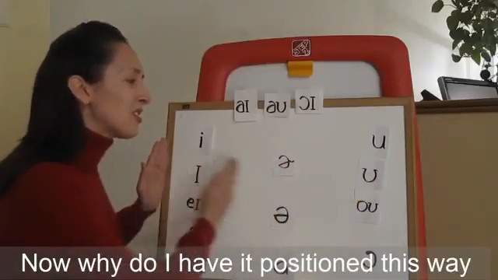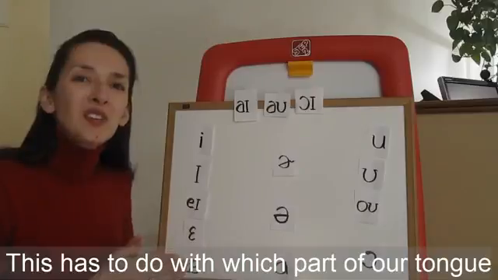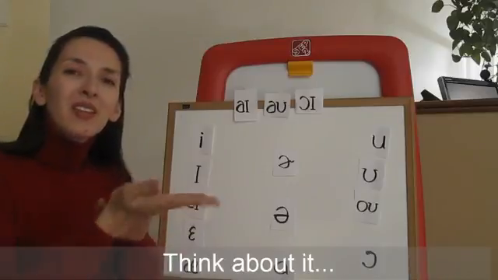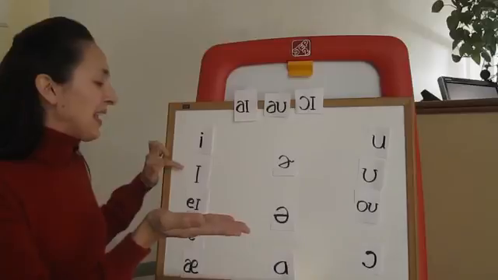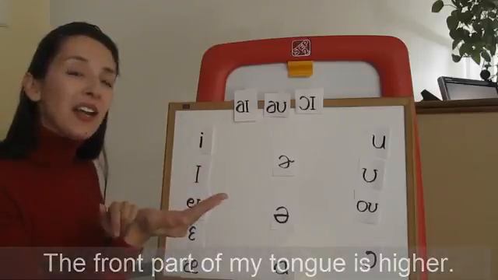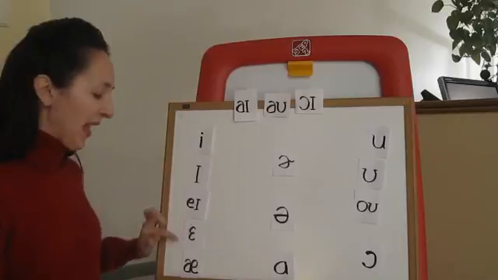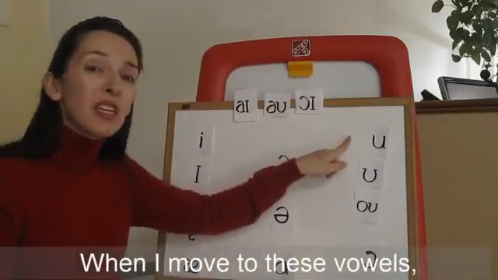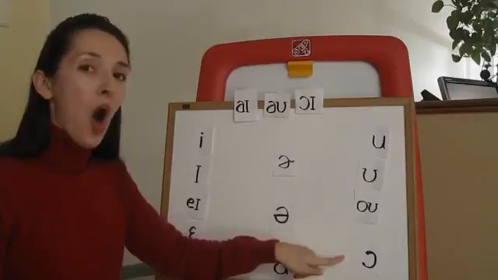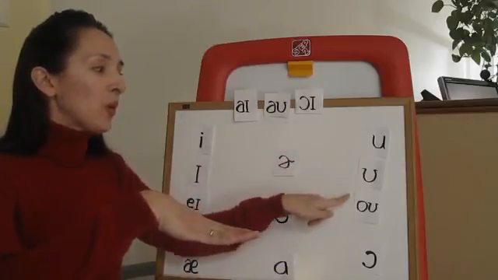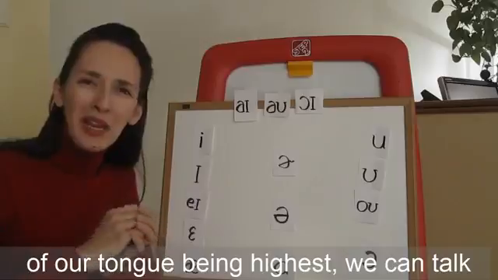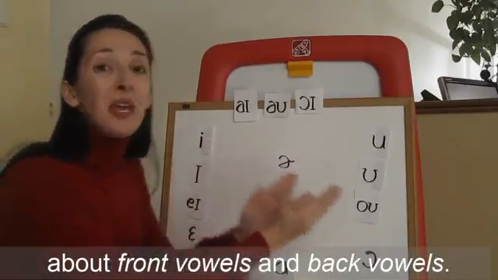Now, why do I have it positioned this way with these groups? This has to do with which part of our tongue is high. Is it the front part or the back part? Think about it. E, I, A, E, A. The front part of my tongue is higher. When I move to these vowels, the back part of my tongue is higher. U, O, A. So when we talk about the front or back part of our tongue being highest, we can talk about front vowels and back vowels.